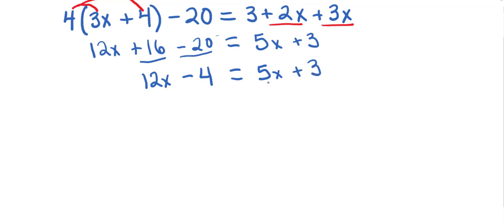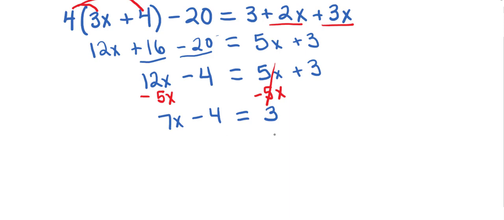It does have a variable on both sides, so we need to get rid of one of those x terms. I'm going to choose to get rid of the 5x. It's a positive 5x, so I'm going to take it away. Same thing on the other side. This gives me 7x minus 4 equals, come straight down.